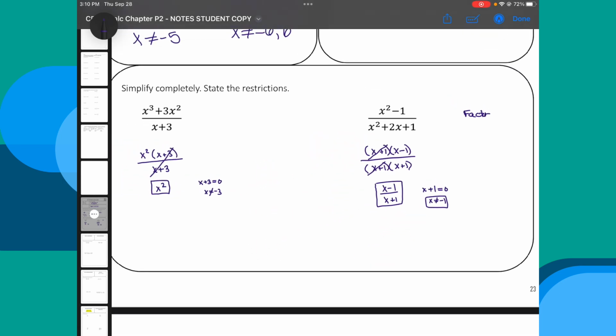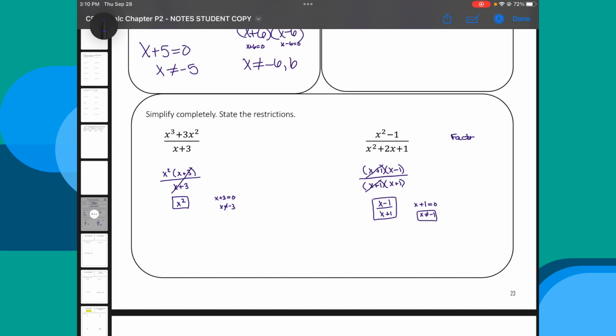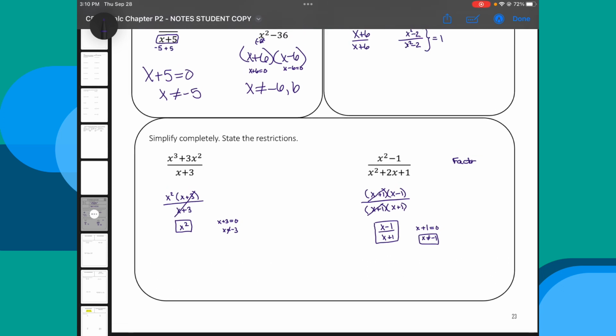And that's reducing rational expressions. In order to state the restrictions, we only look at the denominator.